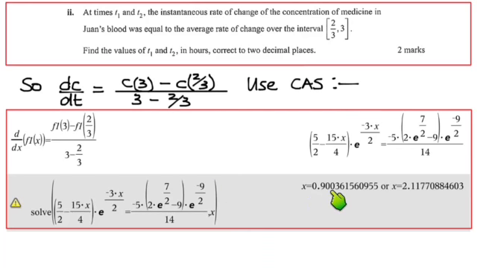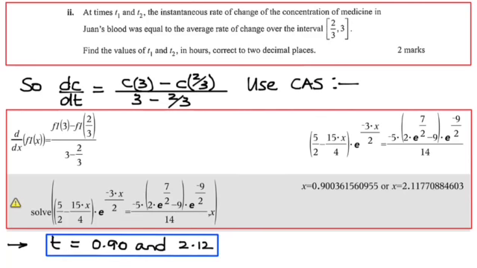Alright, and we got this. Okay, so what were the values of T1 and T2, to 2 decimal places? 0.90, 2.12, and that would be there. Very excellent. They are the times, T1 and T2, in hours, alright?